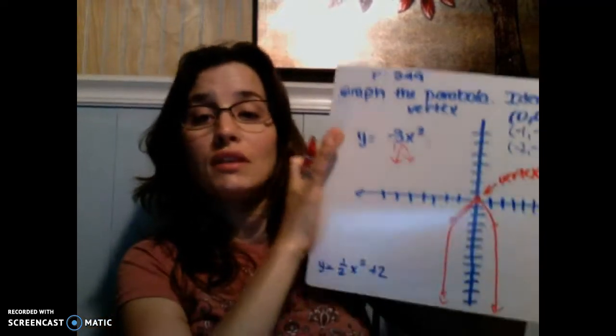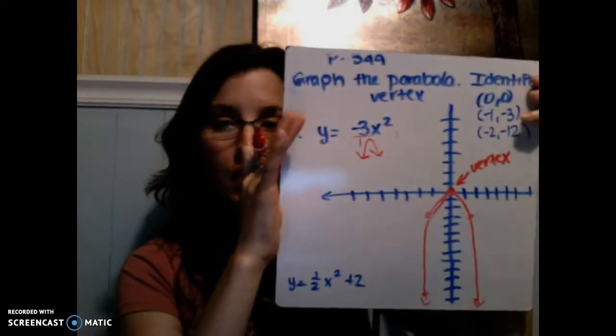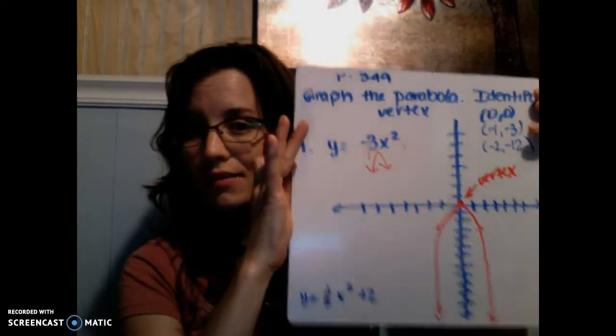All right, so that was number 1. I'll do one more with you. So I'm also going to do number 3. And again, we're on page 549. Still being asked to graph the parabola and then identify the vertex. So the question is y equals 1/2 x squared plus 2.